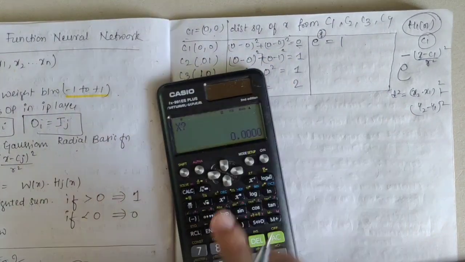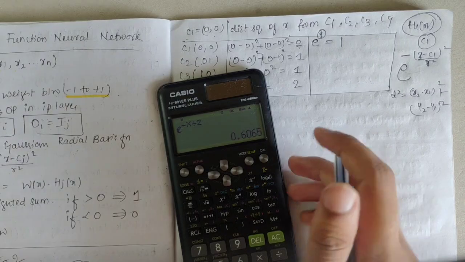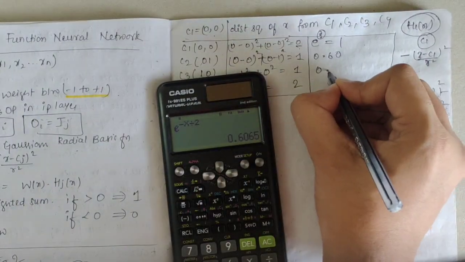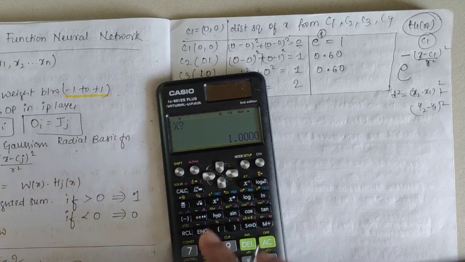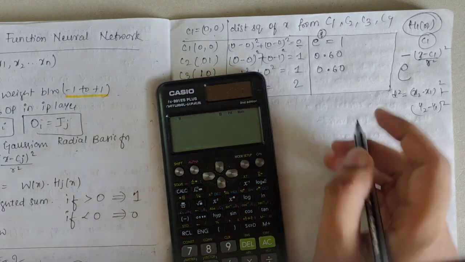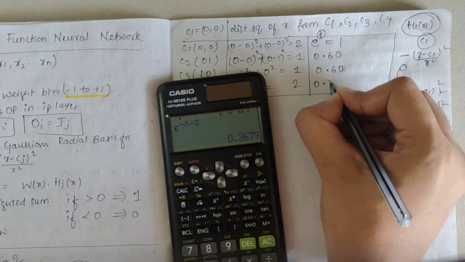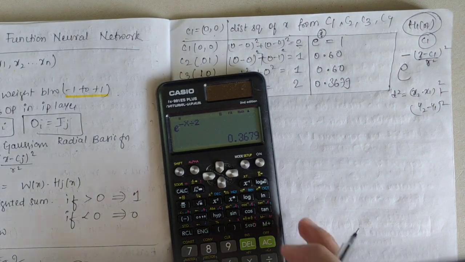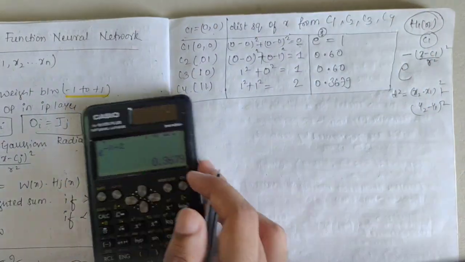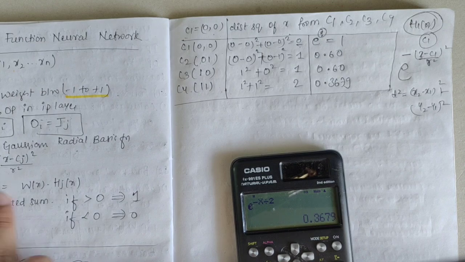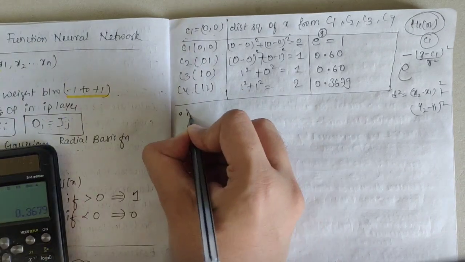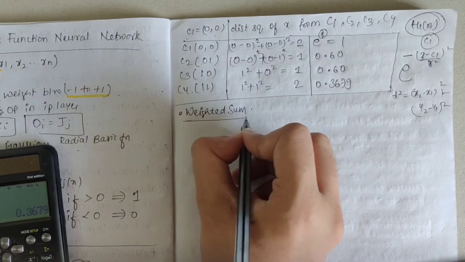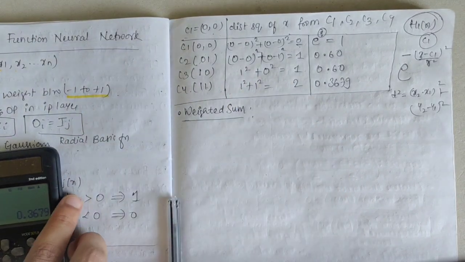Next input I'll give 1. So I got 0.60. Next again I have 1, so again I'll write 0.60. Next I have 2 here as the input. So if I put 2, I get 0.3679. Okay. Now that I have obtained the e values, my next step would be to calculate the weighted sum.